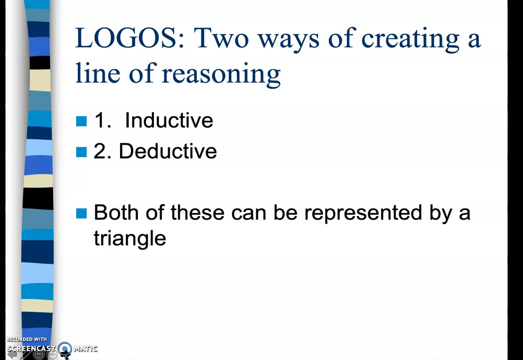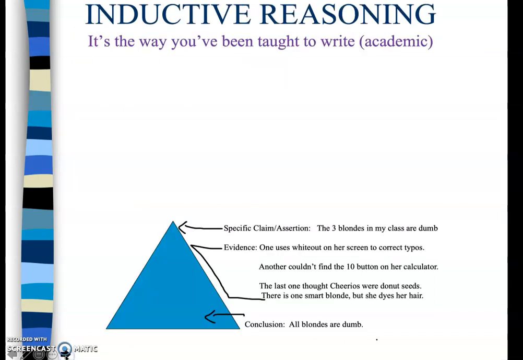And both of these can be represented by a triangle. So you'll see how one's just an inversion of the other. When you're doing inductive reasoning, quite frankly, it's already the way that you've been taught to write. Everything that we've really taught you at this point has been what we call academic writing. So when you're writing in college, this is what you really need to do. Okay, we'll talk about the other one in a second. So you're going to see it's just our normal triangle.